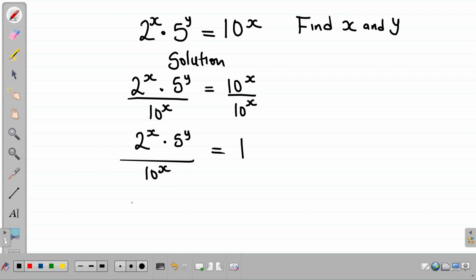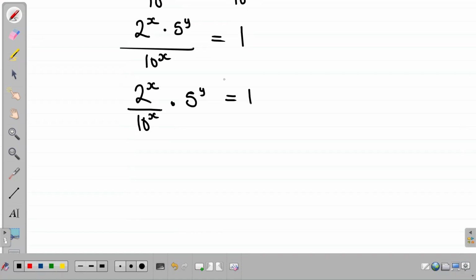Now our equation can also be expressed on the left hand side as 2 raised to the power of x divided by 10 raised to the power of x, multiplied by 5 raised to the power of y, equal to 1. I can express this as 2 divided by 10, all raised to the power of x, multiplied by 5 raised to the power of y, equal to 1.